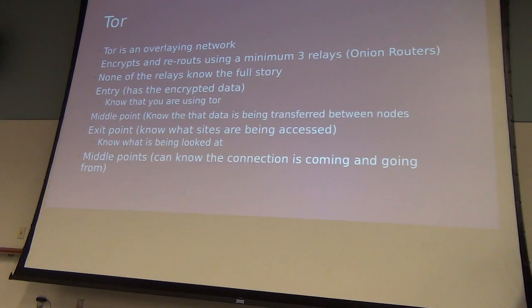Entry points, the information they get is they just know that you have encrypted data, and they know that you're using Tor. The middle points just know that there's data transmitting between the networks, and the exit points actually get to see a little bit of what's going on. They get to see what websites are being accessed, because when you're getting outside of the Tor network, you have to get into the normal internet, so you have to be able to communicate in some sort of way that makes it easier for servers to read.